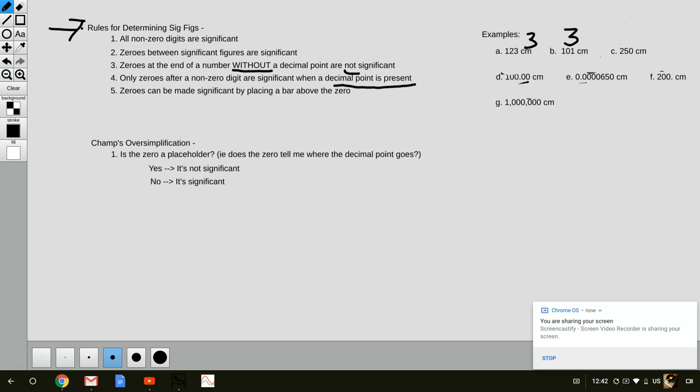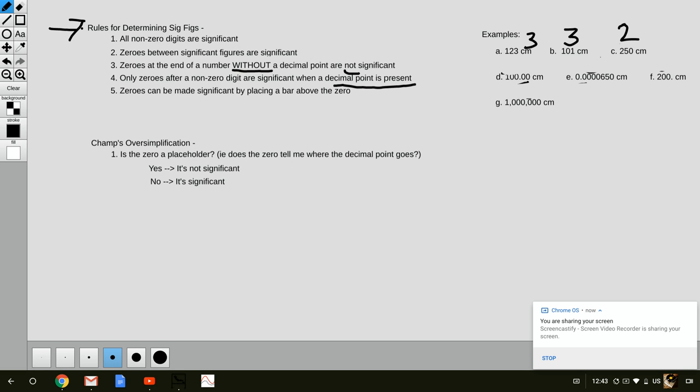Now, when we get to C, the only reason we have a 0 there is to indicate that the decimal point should go after that 0. So that's 250. It's telling us the correct order of magnitude. If I lose that 0, it makes it 25. So the 0 is just a placeholder, telling me that the decimal place goes after the 0 and not the 5. This is an implied decimal point because there's not an actual decimal point there. So that 0 is not significant. There would be 2.